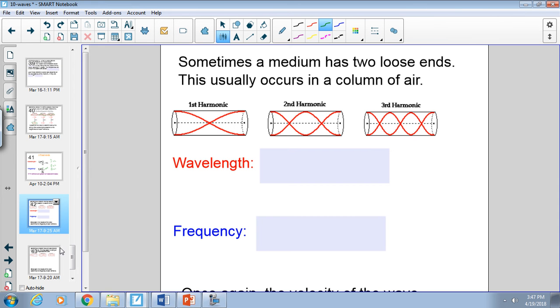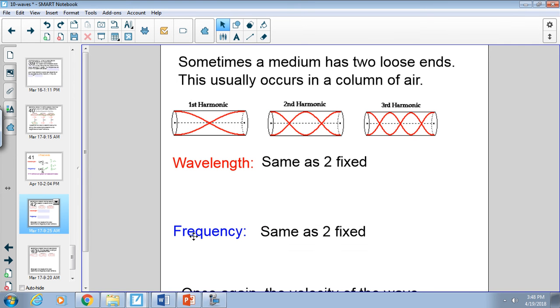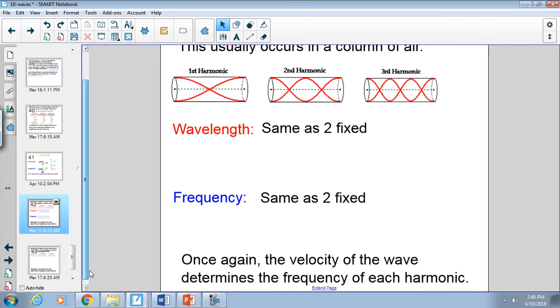If you are dealing with a medium that has 2 open ends, so this happens in the column of air, like what's that Phantom of the Opera thing, the organ, when you have the pipes. When that happens, it's going to be really difficult because it's exactly the same as 2 fixed ends. So same formula, don't need to do anything at all.